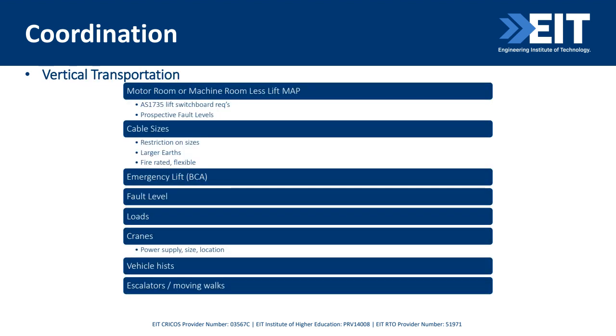For vertical transportation, this one's fairly straightforward. It's lifts, cranes, vehicle hoists, escalators. So we coordinate with them to make sure we provide sufficient power for all of those items.